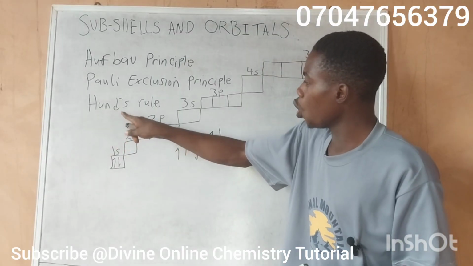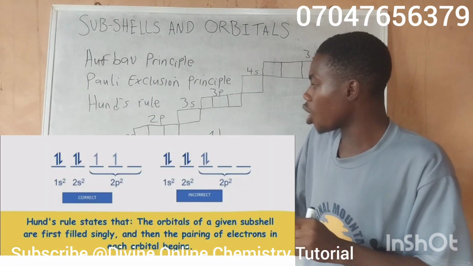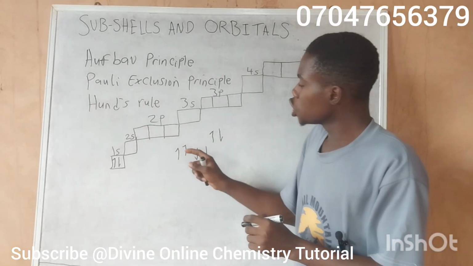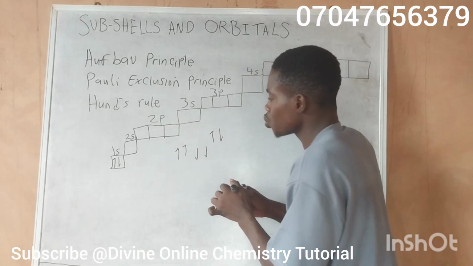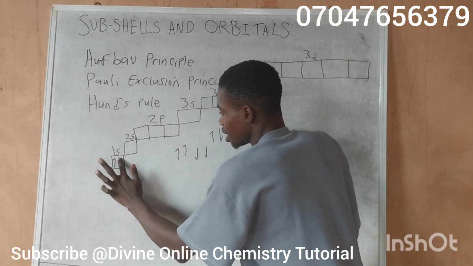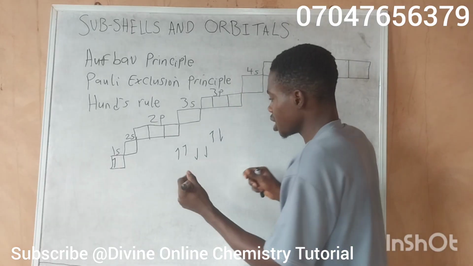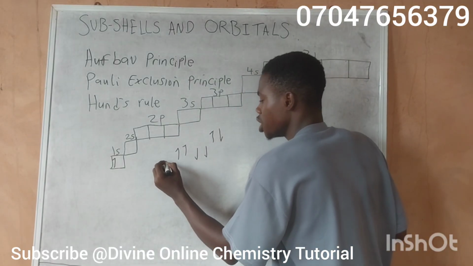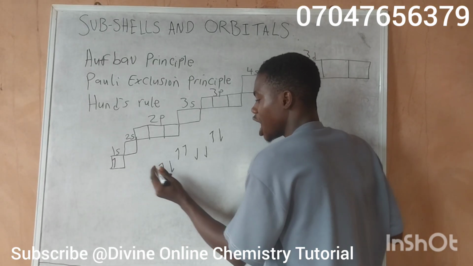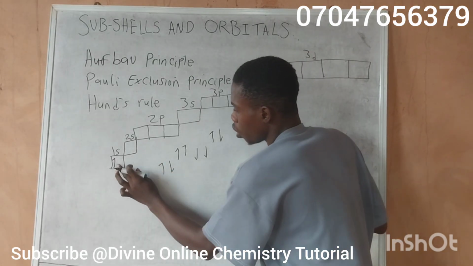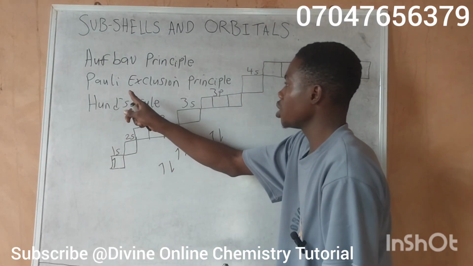Now let's talk about Hund's rule. Hund's rule states that when filling electrons in orbitals or the orbital diagram, you must fill them singly first before pairing takes place. When we say pairing takes place, it means one of the electrons, represented by an arrow, faces up before another one faces down. Two electrons must be in one orbital, as proposed by the Pauli exclusion principle.